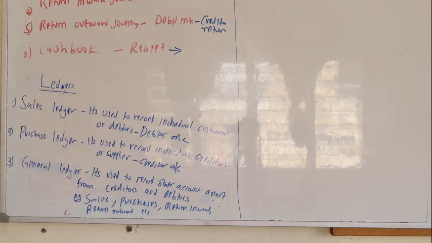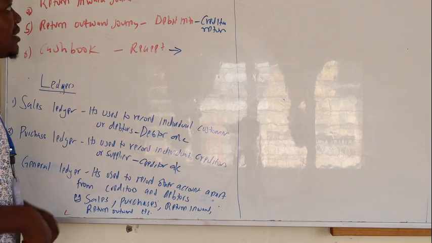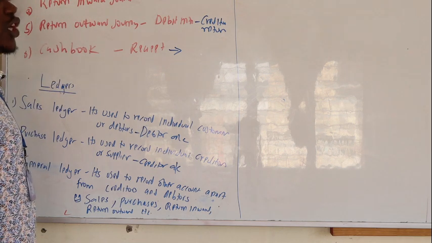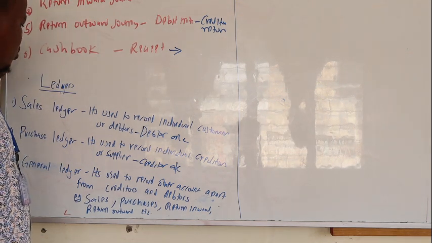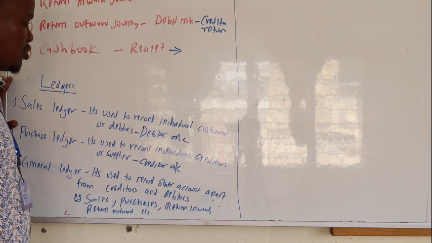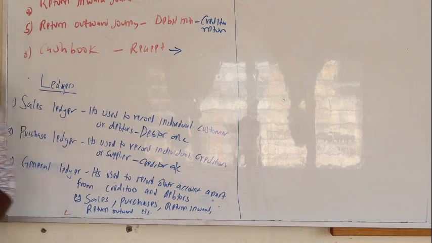So I want us to do an example, in which we shall see how to record some documents to the journal, and also how to record the information from the journal to the ledgers.